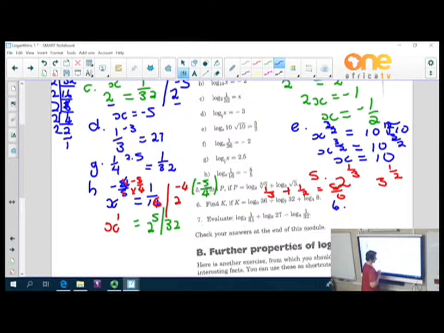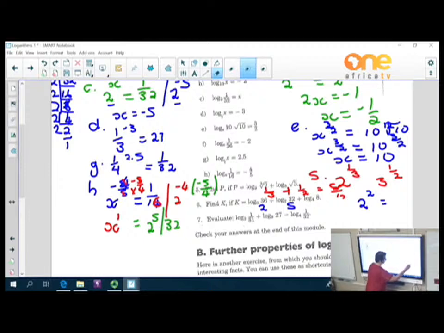Again, I have to get values there. So 6 to the power of 2 is 36. 2 to the power of 5 is 32. And 4 to the power of 3 is 8. Sorry, this is not 81. So this one will then be, to calculate it, you will say 2 to the power of 2, that's the base, is equal to 2 to the power of 3.